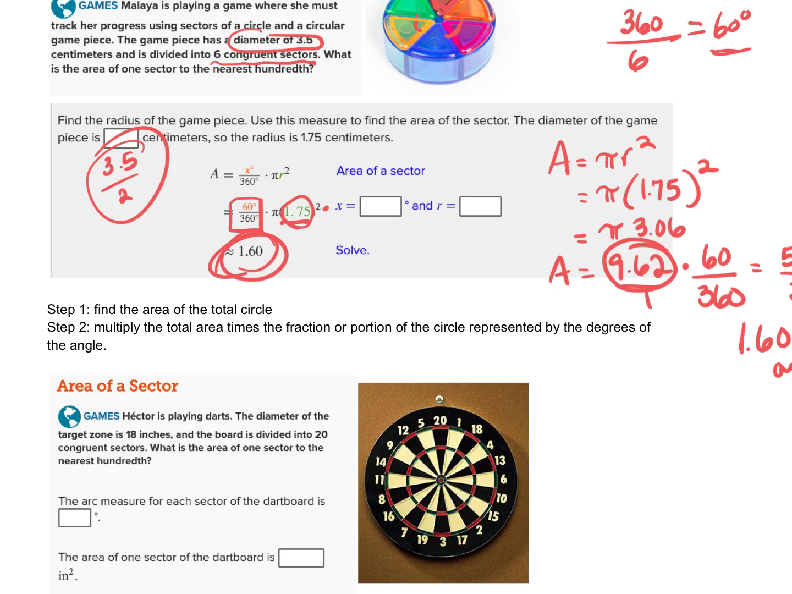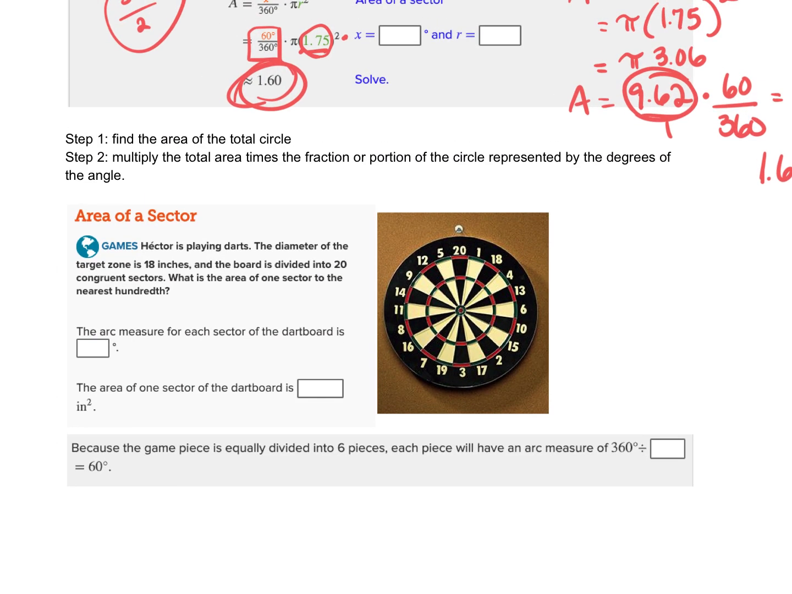Okay, so let's take a look at this one here. We've got Hector playing darts. The diameter of the target zone is 18 inches. Again, this is the diameter. So the first thing I should realize is that I need the radius, so I've got to cut that in half. So my radius is actually 9.